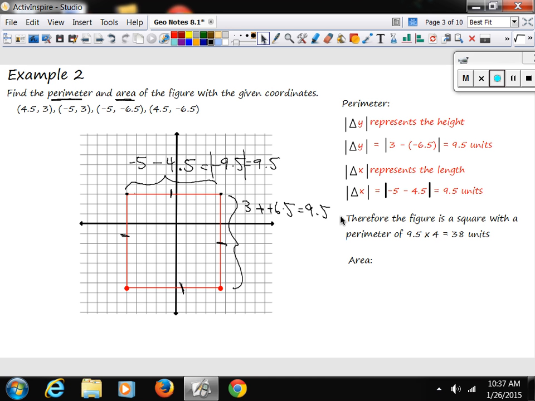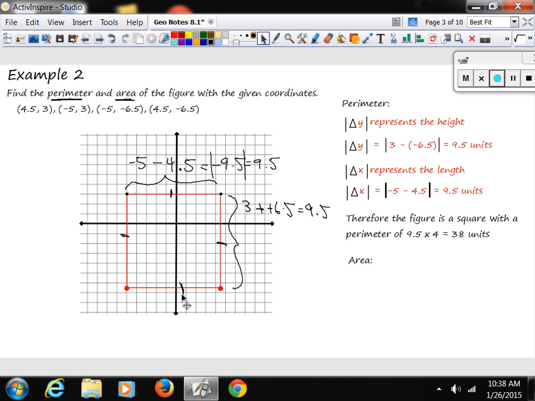So the figure is a square. You take the 9.5 times it by 4 sides, you get 38 units. Now 38 is a linear measurement. It's a one-dimensional line around the shape, so it's not square units. Area is the two-dimensional, length and width that you need area for. But a linear length is just one line around the shape, so it's just 38 units around.